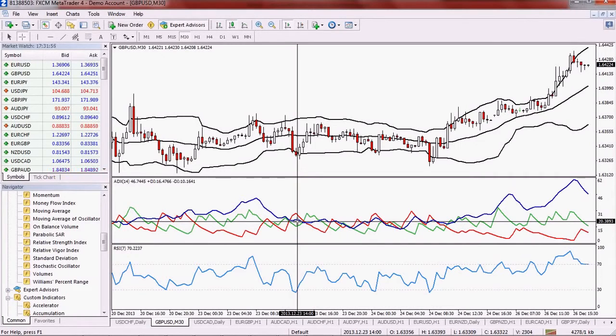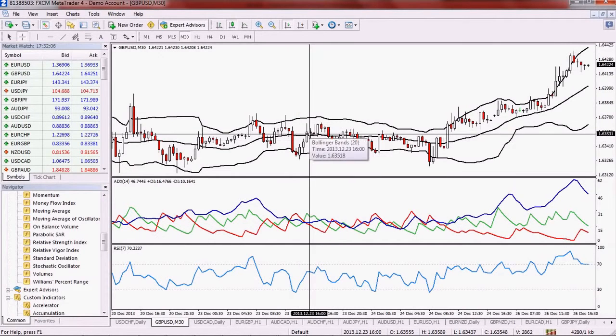So that is the long entry, and the exit criteria is wait for the price to reach the middle band or the upper band, and close the trade. So this is the rule for a long entry.